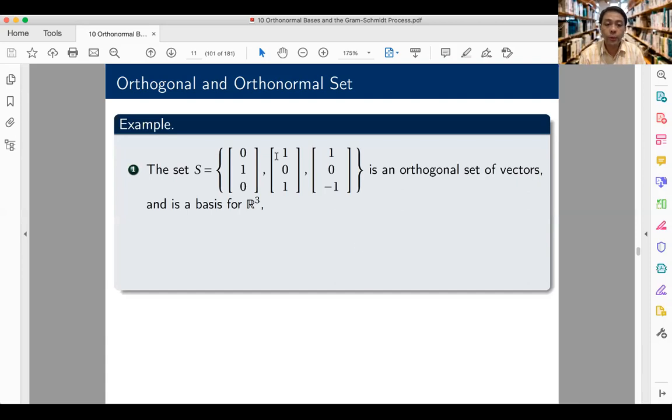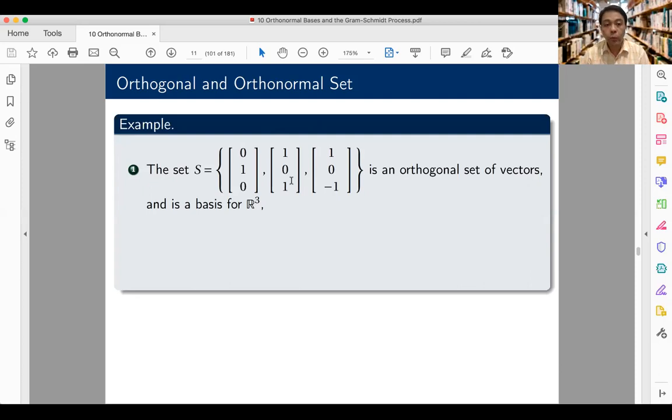So ano ang inner product natin sa Rn? It's just the dot product. So you take the dot product of two vectors. Halimbawa yung first and second. Anong dot product niya? 0 plus 0 plus 0, and that is 0. Of the first and the third, that is 0 plus 0 plus 0. And of the second and the third, that is 1 plus 0 minus 1, and that is 0. So pairwise, the vectors are orthogonal. We conclude S is an orthogonal set.